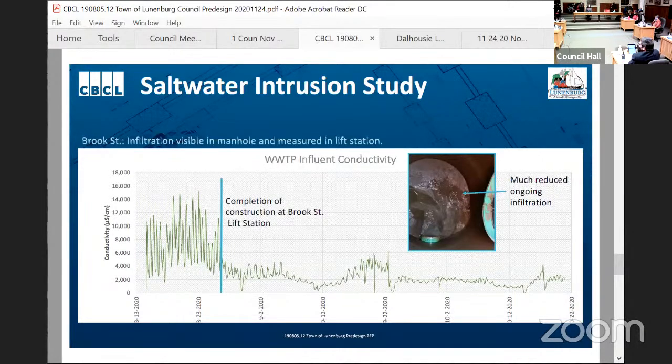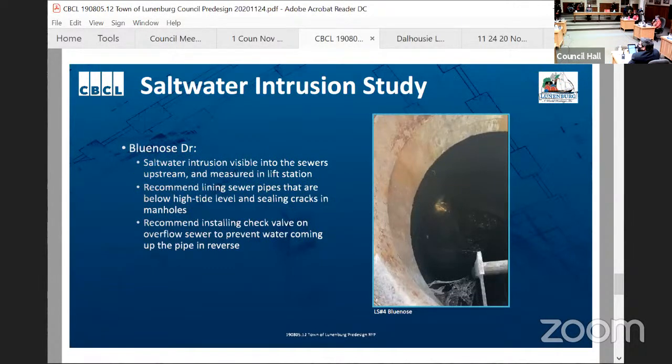Now, next slide, please. At Blue Nose Drive, there was also visible saltwater intrusion, and this was not affected by the construction project. But we recommend that a lining be installed in the sewer pipe along Blue Nose Drive, and also a check valve on the overflow in order to prevent, under storm surge conditions, water from backing up into the lift station, and also some sealing of cracks in the manholes.